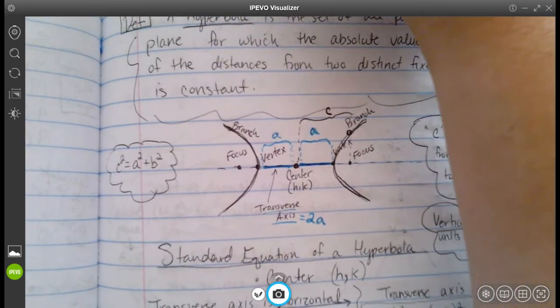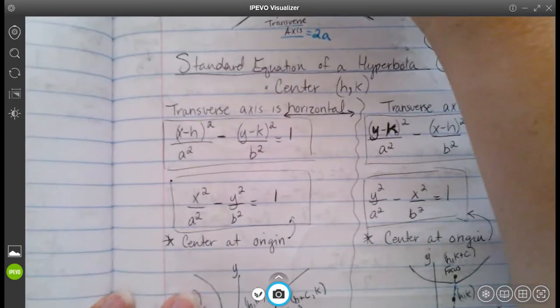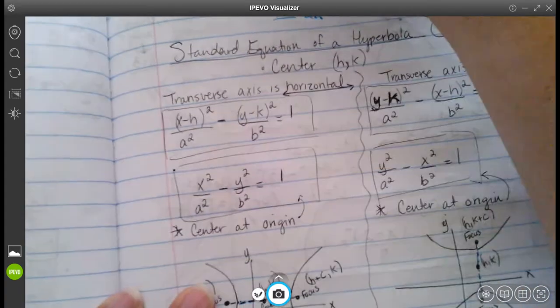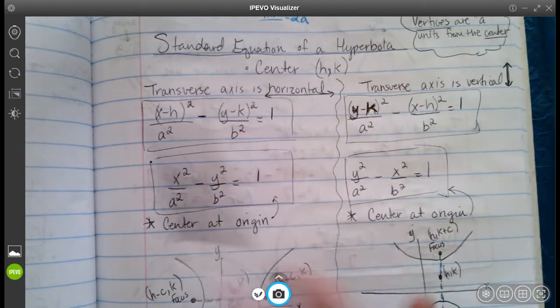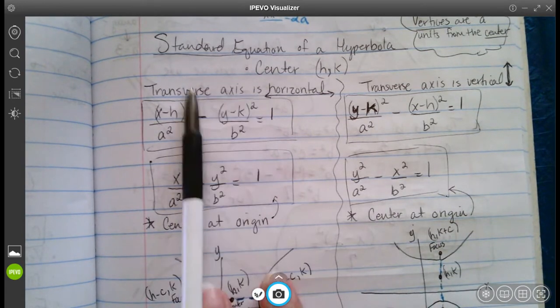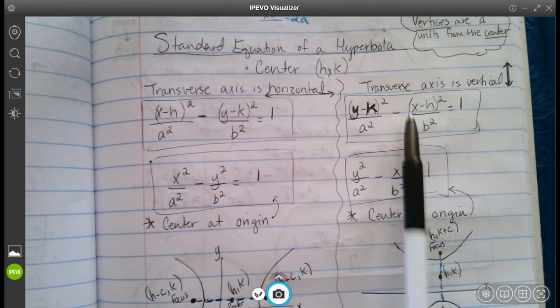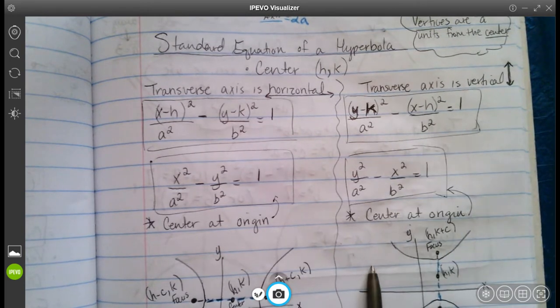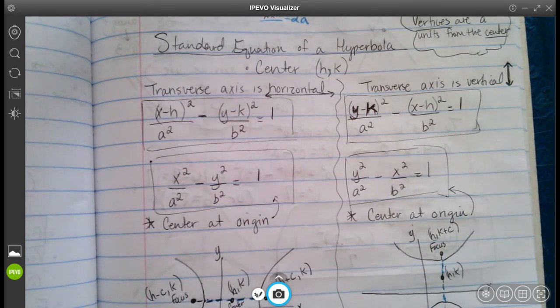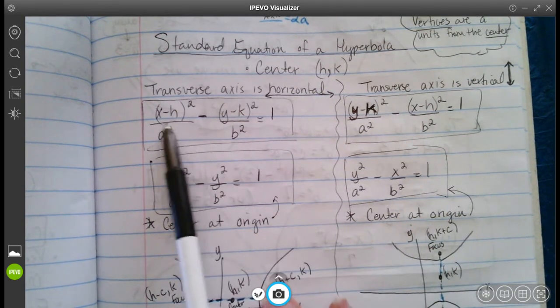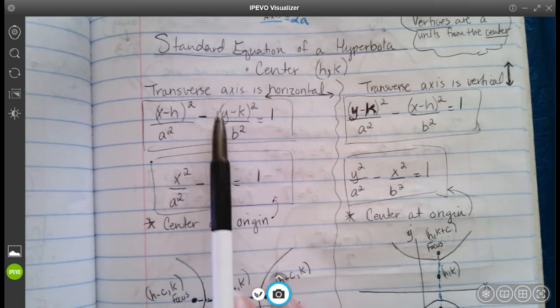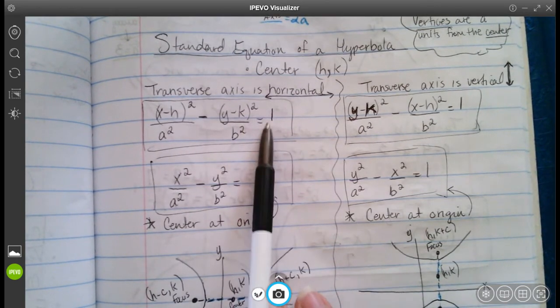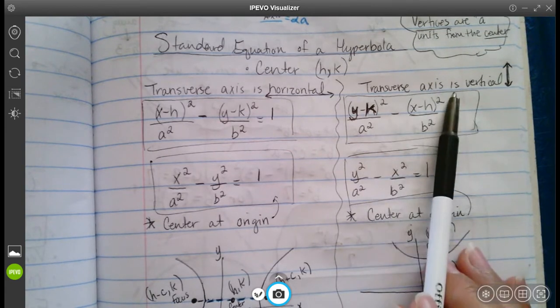Let's go ahead and look at some more definition stuff. We have the standard equation of a hyperbola with the center (h, k). Two different options. Okay, we have the horizontal, which is basically all this, and then we have the vertical, which is basically all of this. If our center is something besides 0, 0, then we look at these cases where you have x minus h squared over a squared minus the y counterpart, and vice versa if it's vertical.